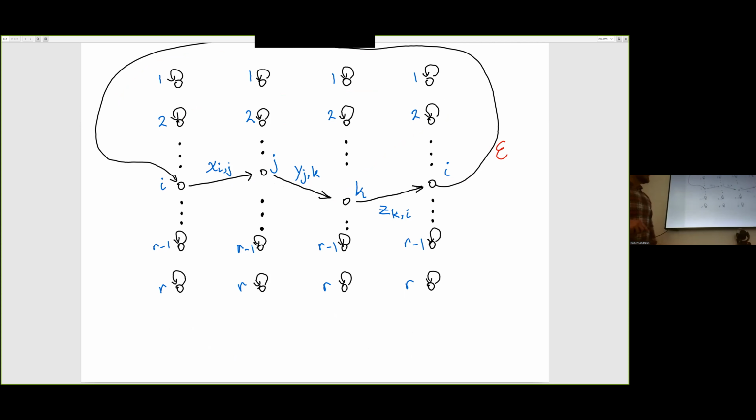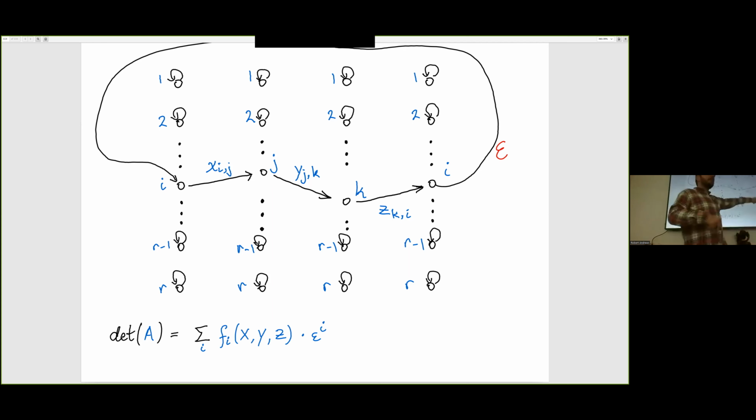Yeah, so label the reverse edges with a weight epsilon. Good one. So you get epsilon squared for the bad guys, or higher powers. So think of epsilon as a very small positive real number. Okay, and expand this determinant as a polynomial in epsilon. For every power of epsilon, you get some polynomial in x, y, and z.